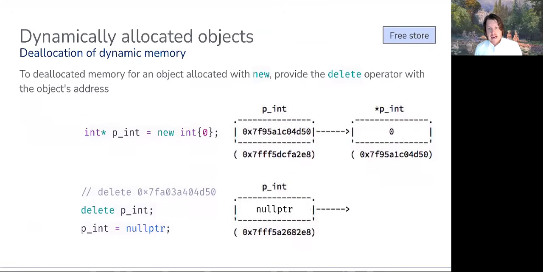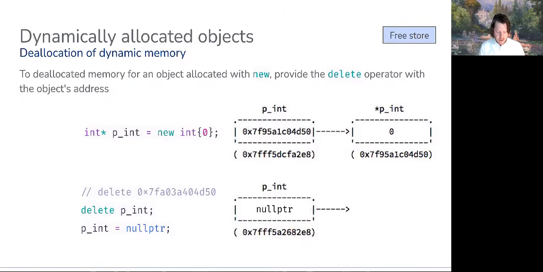Now, the deallocation of dynamic memory. Remember, when we're dealing with dynamically allocated objects, it's going to be our responsibility to, A, request them when they're needed, and then also return them when we're through with them. So to deallocate memory for an object allocated with new, we provide the delete operator with that object's address. One important thing to note anytime we're dealing with dynamic memory is that every call to the new operator must be paired with a call to delete. So if you have one new somewhere in your program, you should have exactly one delete also within it.